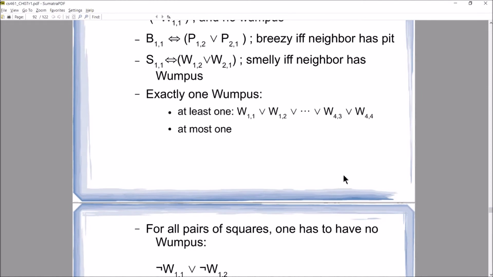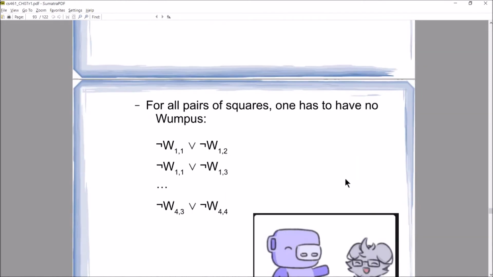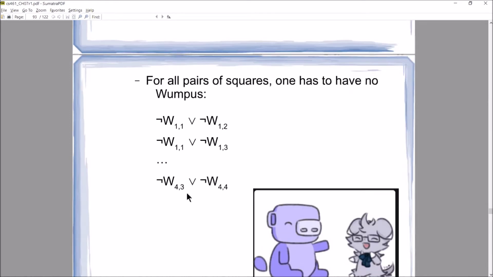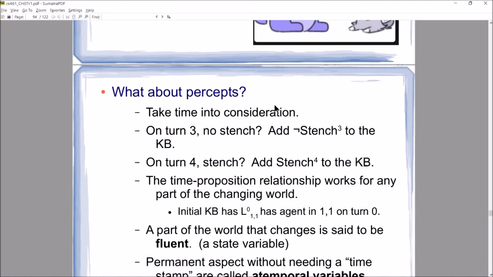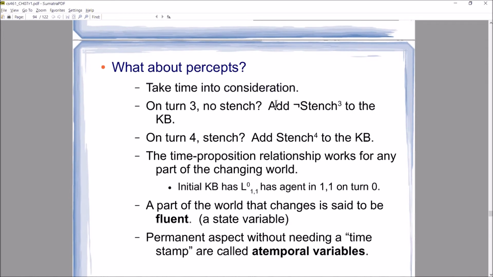Okay, so for all pairs of squares, we'd have to be adding all of these sentences too, right? There's no wumpus at 1-1 or no wumpus at 1-2. There's no wumpus at 1-1 or no wumpus at 1-3, right? So that would go through all the possible pairs of squares that you could have. Okay, now what about different percepts that an agent could experience?